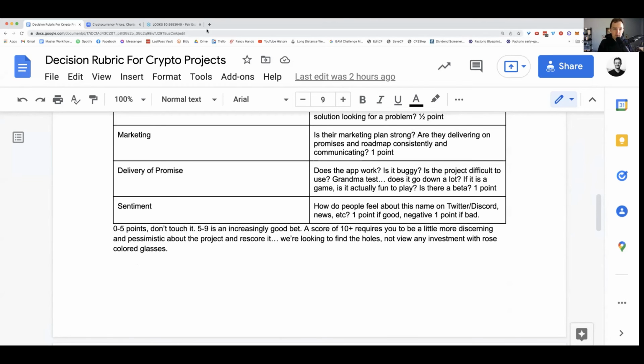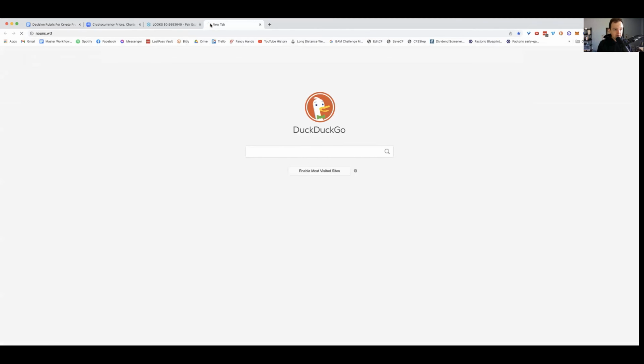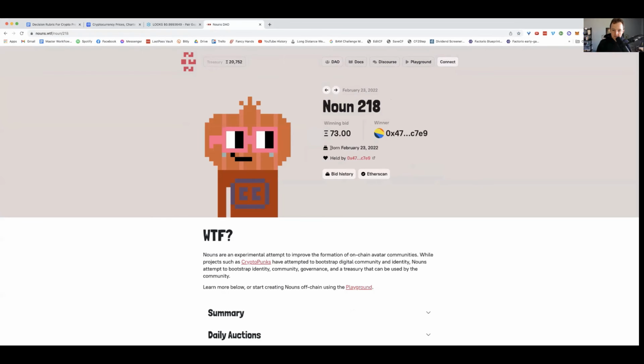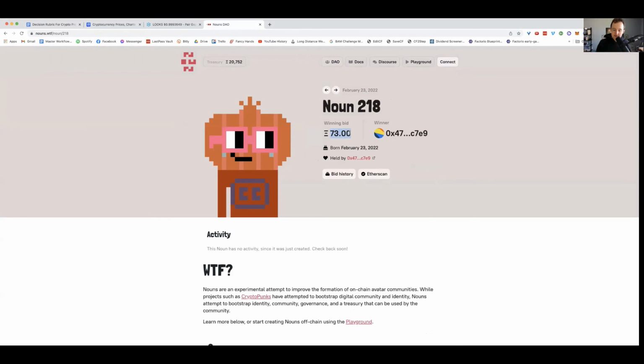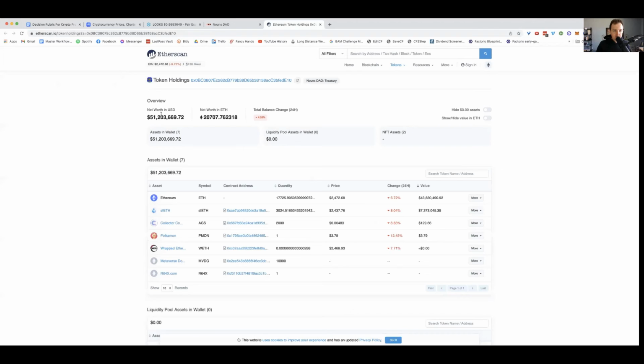I think people who are doing a really good example of this is nouns.wtf. This is a DAO project where all of the money that is paid for them, so there's only one a day, it's auctioned off, and then the money that gets paid for it goes into treasury. They currently have about $51 million, which is 20,000 ETH in their treasury.